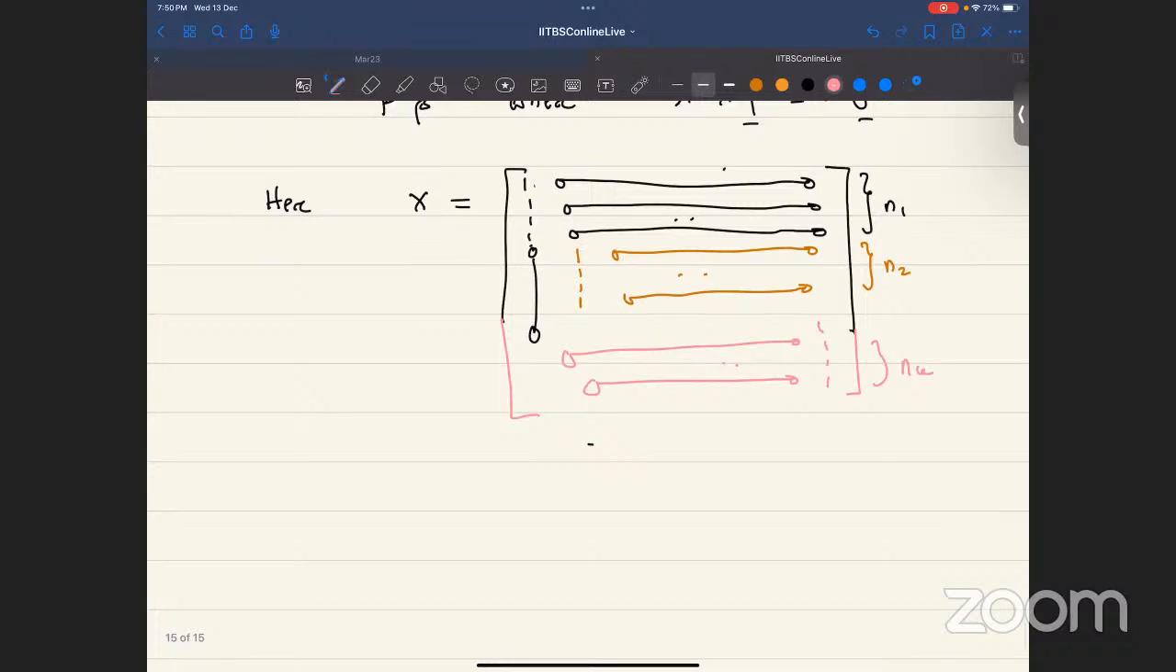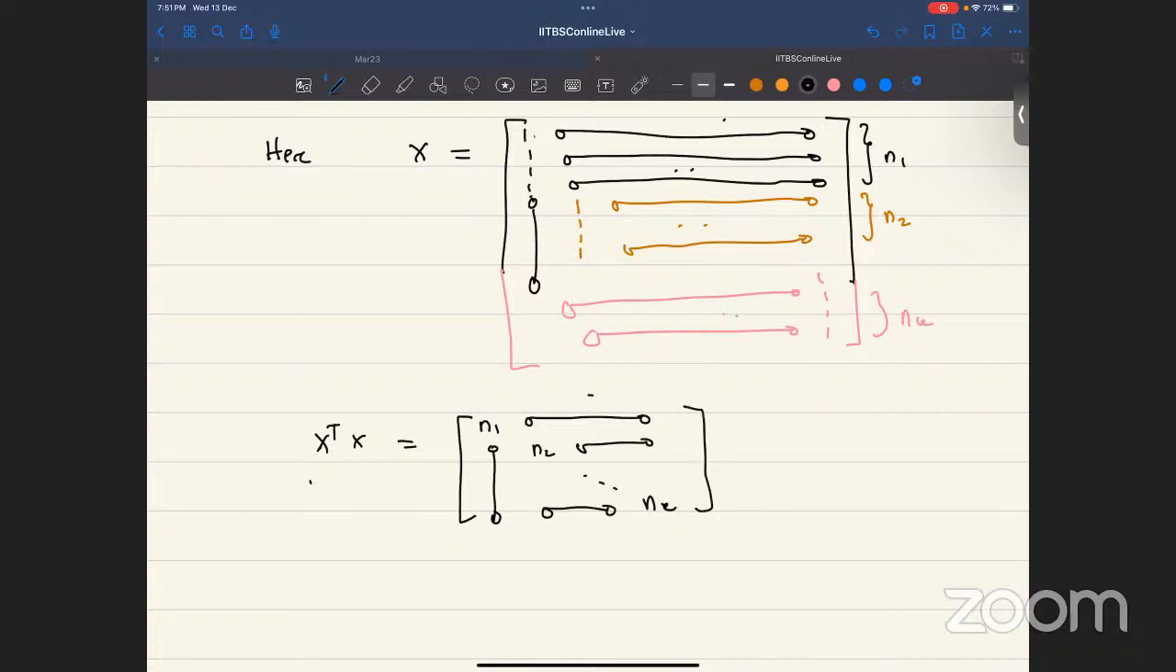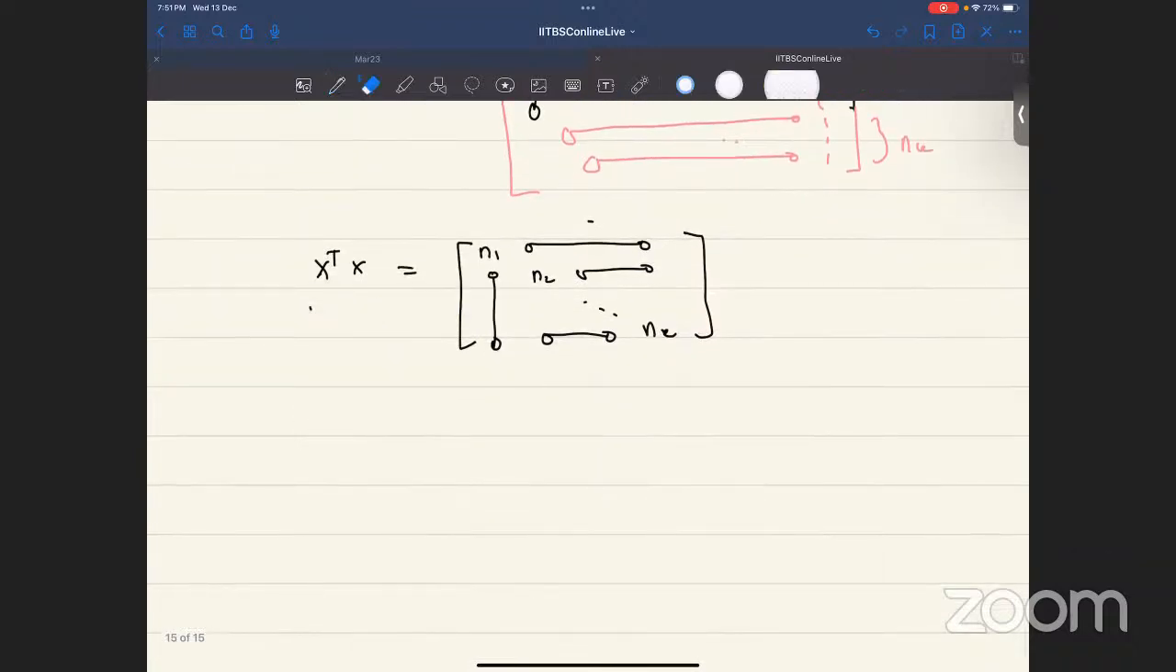And then if you look at X transpose X, so simple. X transpose X would just be simply, if you think a little bit, n1 in the first row, first entry, and then 0 everywhere else, and similarly 0 everywhere else here. And then it will be n2 in the second one, and so on and so forth, nk in this entry. That's what X transpose X is.